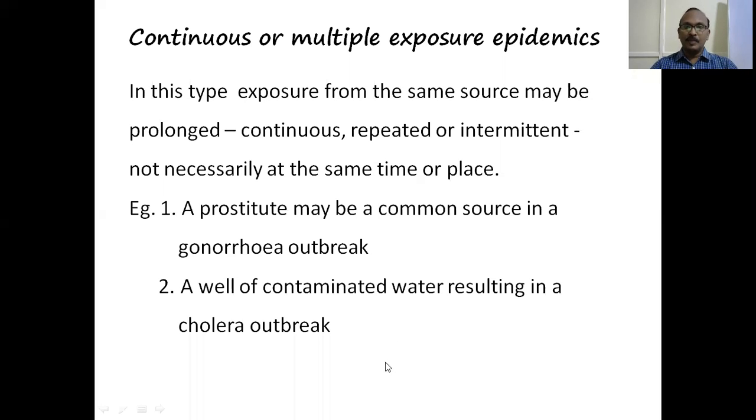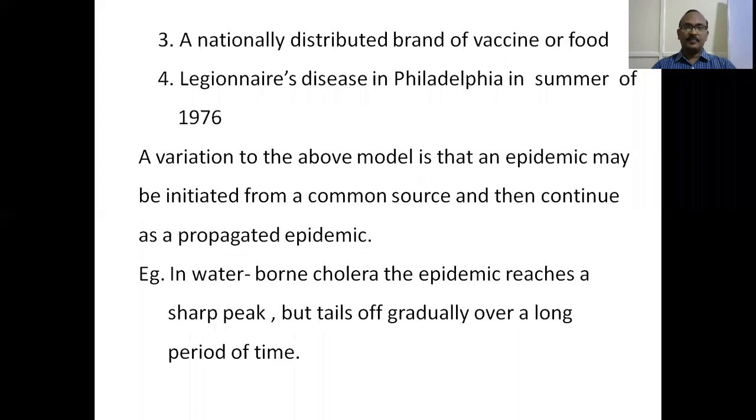Suppose a group of people are infected, then we can construct an epidemic curve. And when another group of people consume this particular water, they also get the disease, and we construct another epidemic curve. So there will be multiple curves because of continuous exposure of different groups of people to a particular infectious agent or a particular activity.